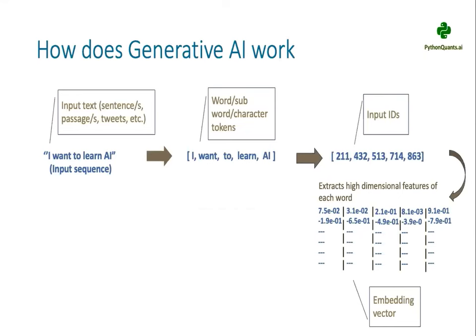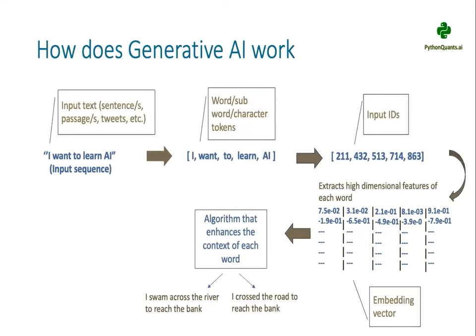Next, these embedding vectors are fed into a model that encapsulates the contextual similarity of words and produces an enhanced representation of our input sequence. So, for example, now our model can tell that the bank here refers to water and the bank here refers to money.